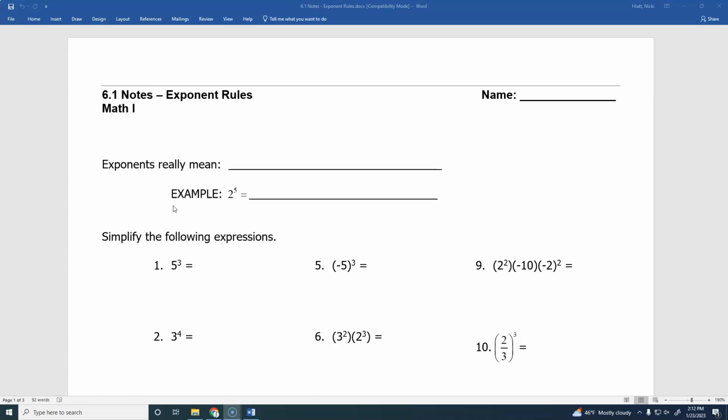But for the next 4 days, we're not applying anything. We're just learning these rules and learning how to simplify these expressions, right? Which also means no word problems. So those of you that hate word problems, this will be good for you.